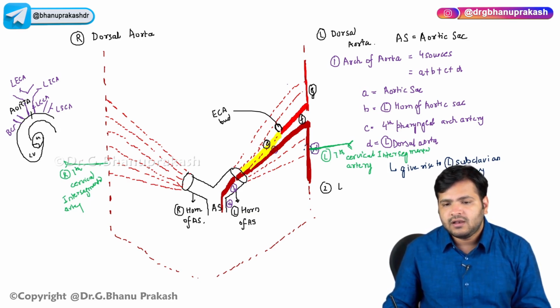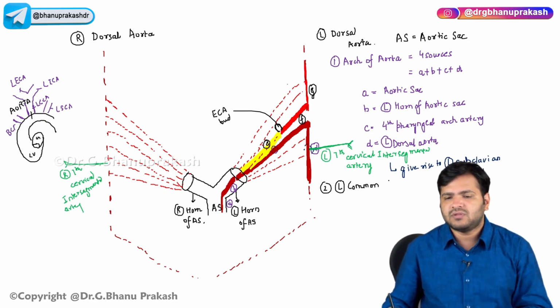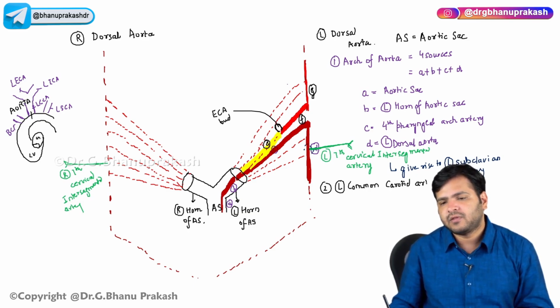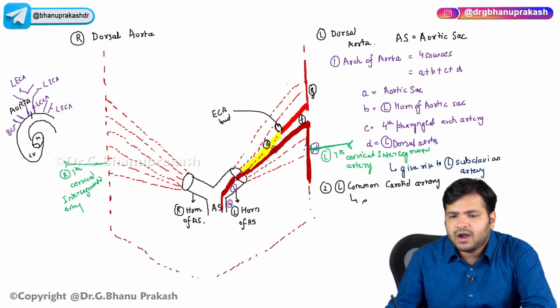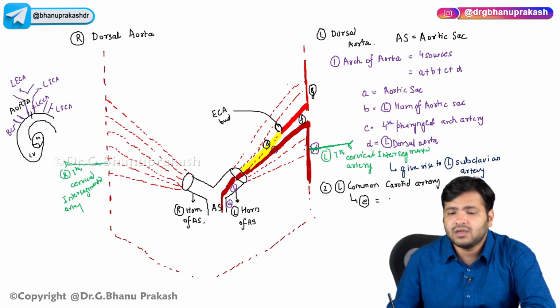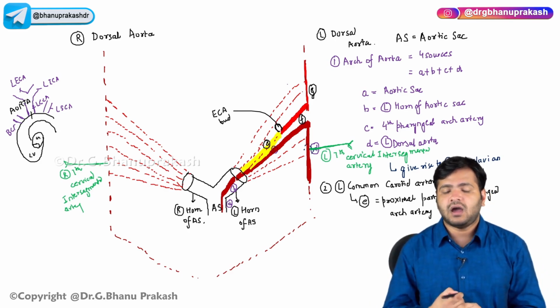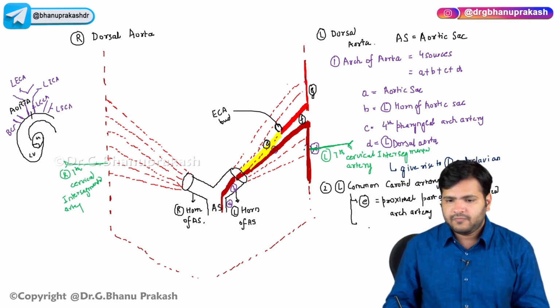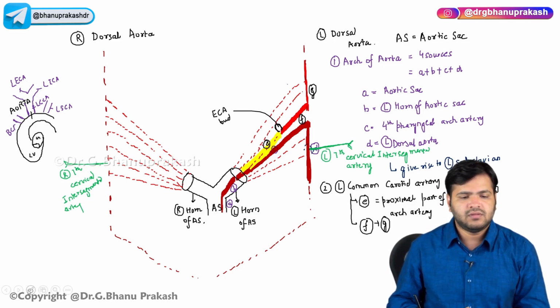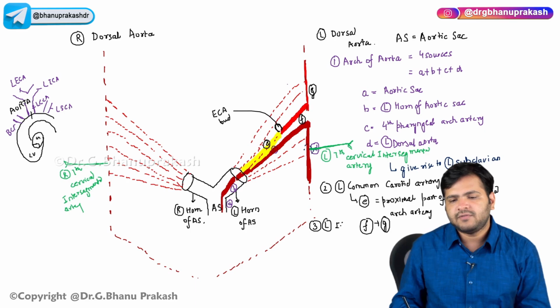Now we are studying this left common carotid artery. It is the same on both sides for this artery. It is coming from the E part, and E is nothing but the proximal part of the 3rd pharyngeal arch artery. Then we have F plus G. Remember, this F plus G will give rise to the left internal carotid artery.